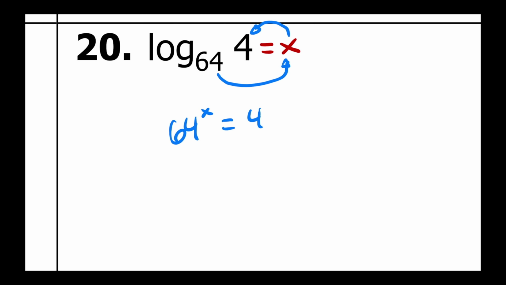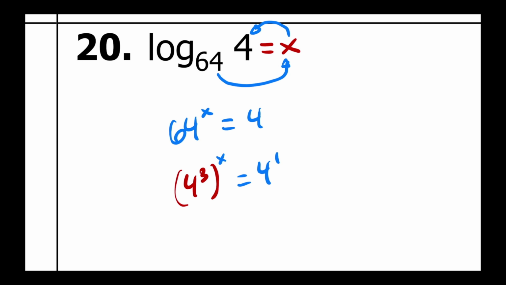The only way to do this is to get this into the same base. This is 4. I can change that to 2 squared, but that's 4 to the first power. Is there any way to change 64 to 4 to some power? 4 to the first is 4. 4 to the second is 16. 4 to the third is 64. There you go. So 64 I'm going to change to 4 to the third, and it's still to the x power, and that equals 4 to the first power.